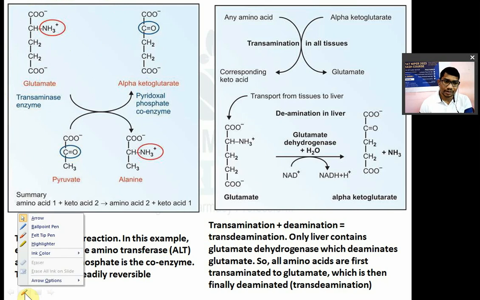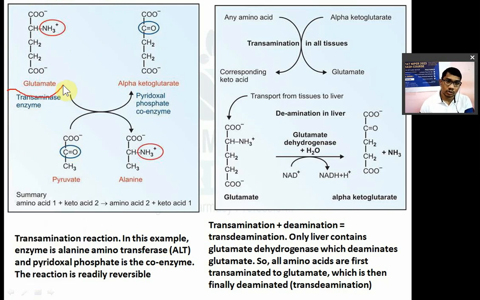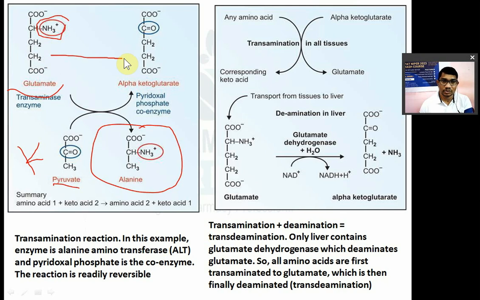This is the structure of pyruvate. You can see, am I audible to you? This is glutamate and this is pyruvate. So what is pyruvate? It is a keto acid. So the amino group is taken and transferred to pyruvate to form alanine, which is a new amino acid. And whatever skeleton remains is now known as alpha ketoglutarate, and it will enter the Krebs cycle. It is catalyzed by the enzyme alanine aminotransferase, ALT, and it requires pyridoxal phosphate as a coenzyme. This is a reversible step known as the transamination reaction.